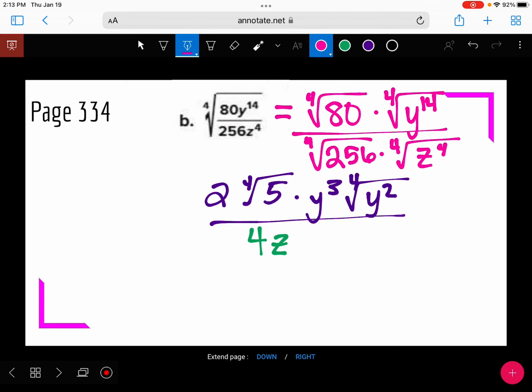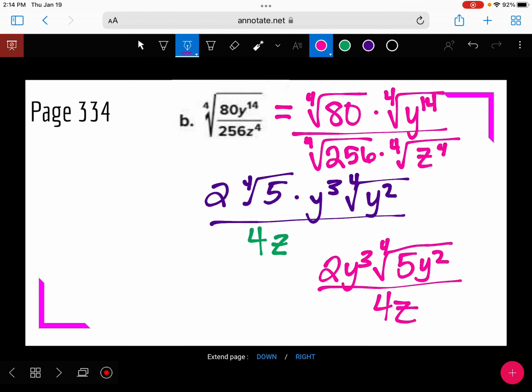What do I want on top? Okay. Y to the 3rd, 4th root of 5y squared all over 4z. Good. I can simplify one more time. What's the last time? What'd you say? 1 over 2. Yep. And what does my 4 become then? 2.